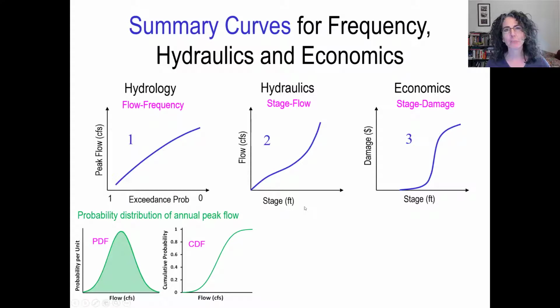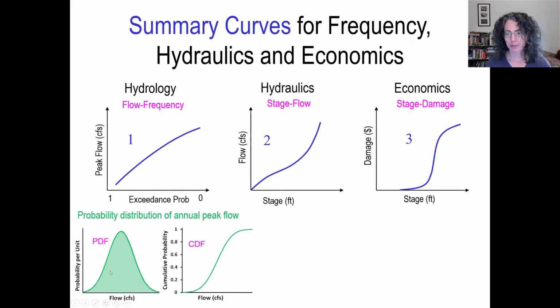So here's our 3 summary relationships, capturing our hydrology, our hydraulics, and our economics. Okay. The first is the flow frequency curve that we developed in the last lecture. And recall this was just the probability distribution of the annual peak stream flow in a cumulative form.